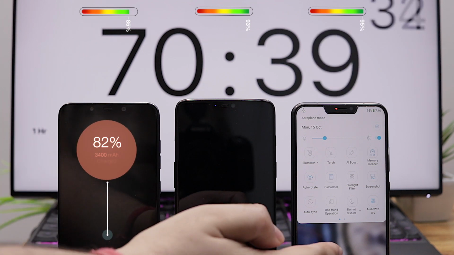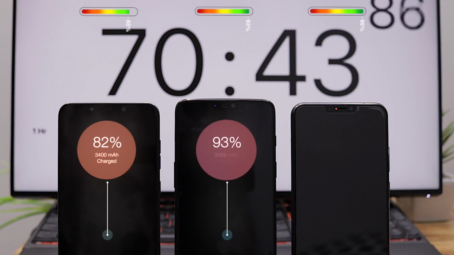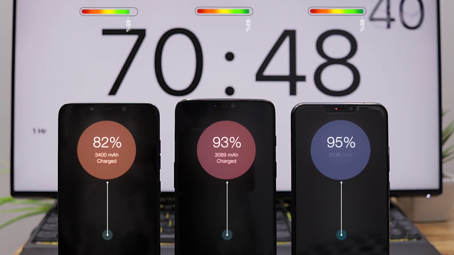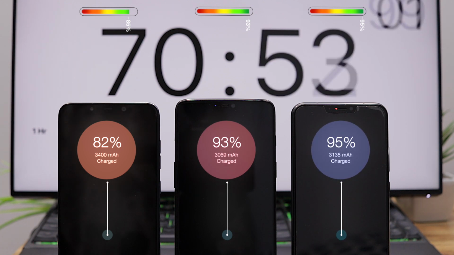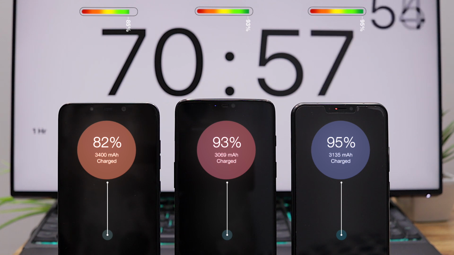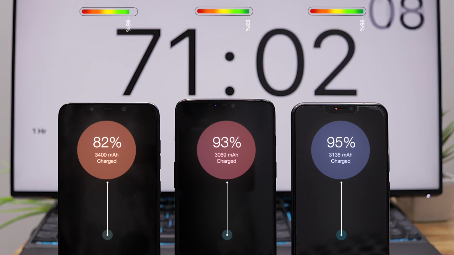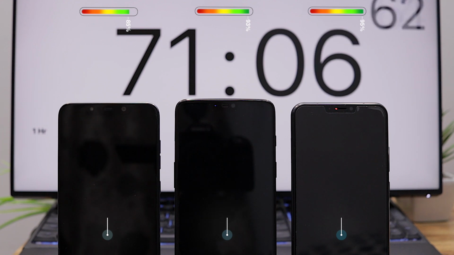If you go by milliamp hours, then Poco F1 has already won the speed test. But I prefer to go by percentage values because we all know that every phone slows down charging after around 80%, which gives an unfair advantage to the phones with higher battery capacity.